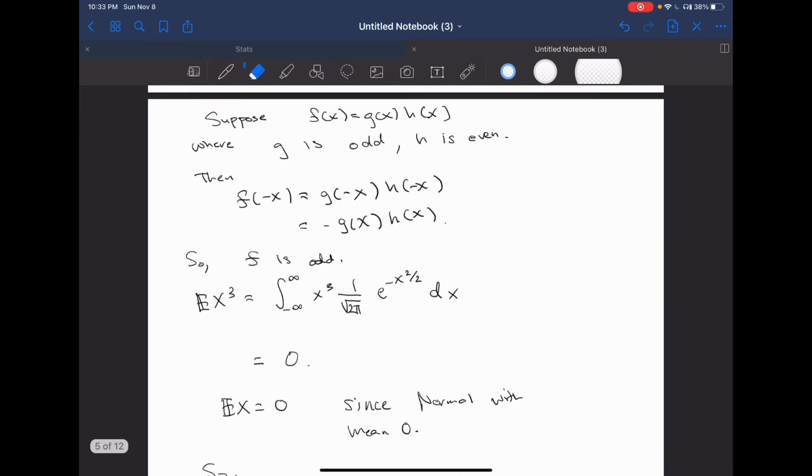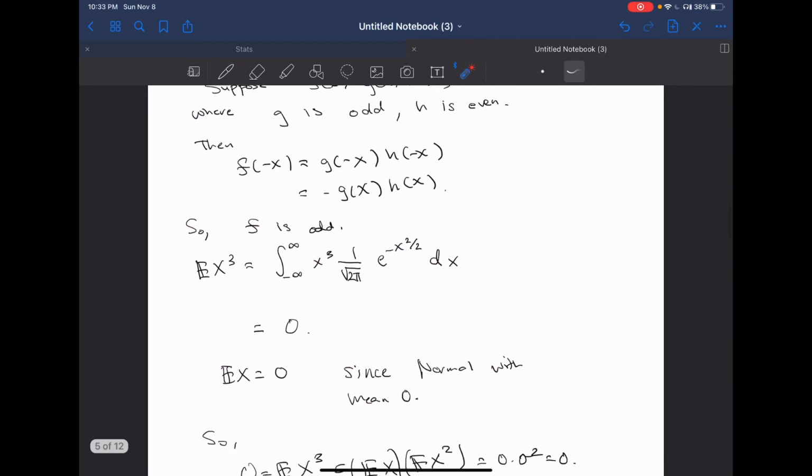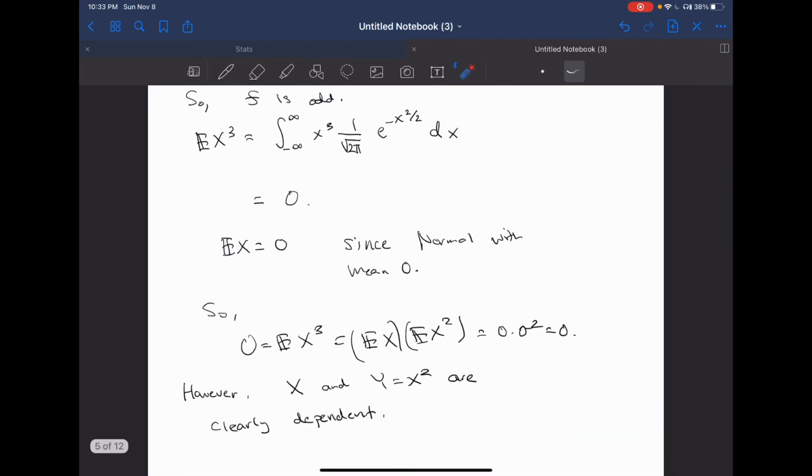Note that by definition of the standard normal, the expectation of x is equal to 0, since we took a standard normal, which has mean 0. So we showed that the expectation of x cubed is 0. And this is also equal to the expectation of x times the expectation of x squared, which is 0 times sigma squared. This should actually just be 1, since this is the standard normal. But 0 times 1 is also 0. So the statement that the expectation of xy equals the expectation of x times the expectation of y is satisfied.